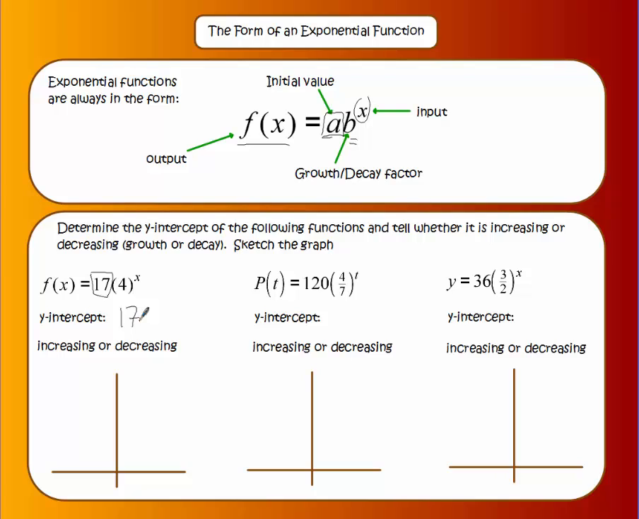And is this increasing or decreasing? Well, to determine if it's increasing or decreasing, I look at the piece that has the exponent with it. And I determine if that piece is greater than 1 or between 0 and 1. In this case, it's greater than 1. Therefore, this is increasing. Which means it hits the y-axis somewhere around 17. And since it's increasing, it starts over here and zips right up through 17.